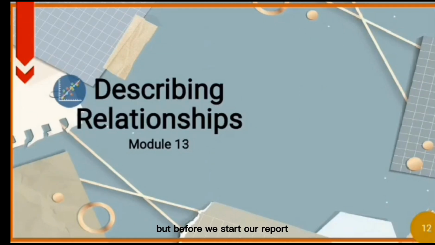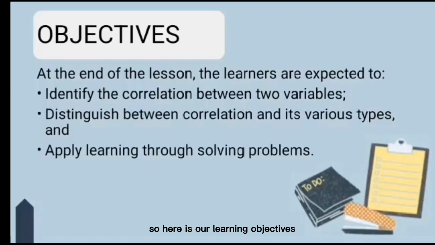But before we start our report, we should first know our aim or our main goal for today's evening. So here are our learning objectives. At the end of the lesson, the learners are expected to identify the correlation between two variables, distinguish between correlation and its various types, and lastly, apply learning through solving problems.